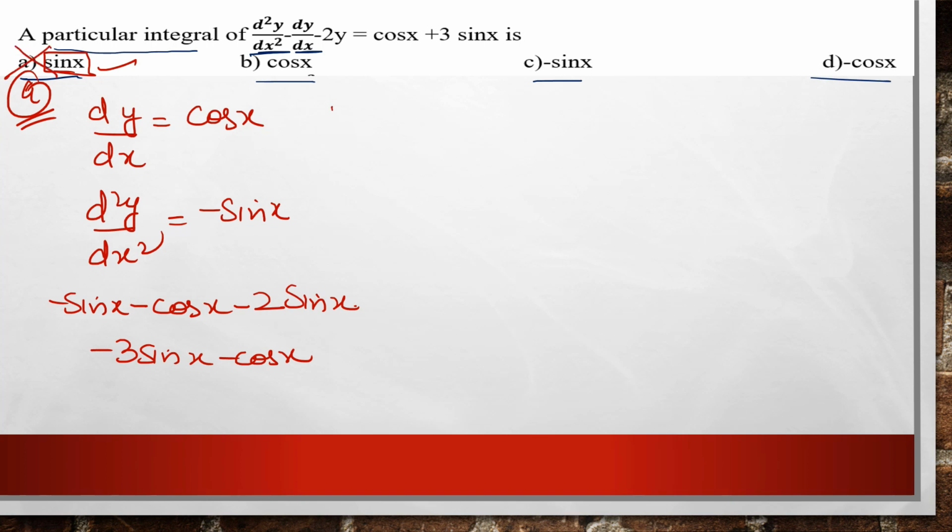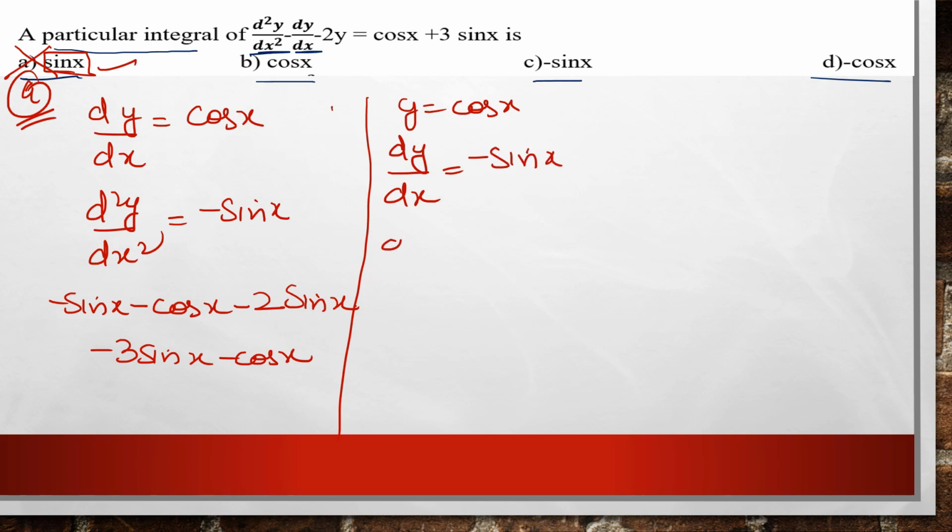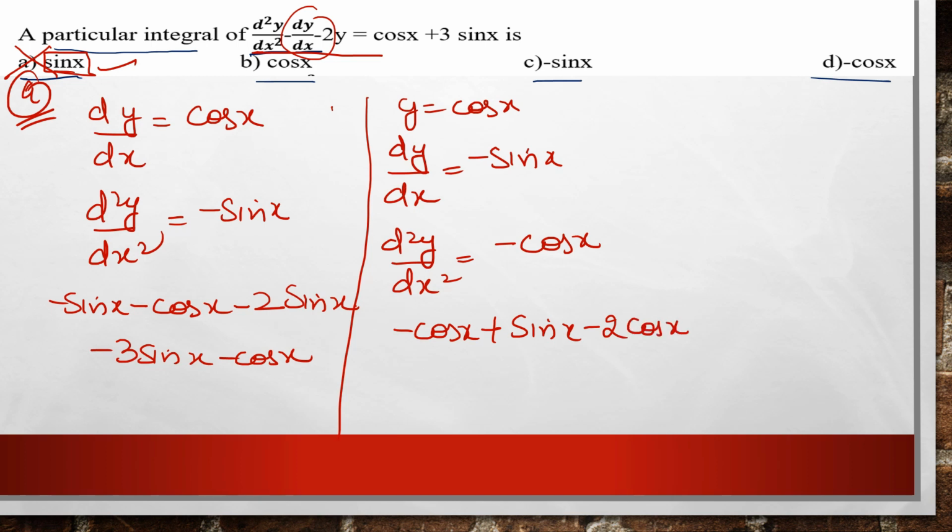Now if you take option B, that means y is cos x. What is dy over dx? Dy over dx is minus sin x. What is d square y over dx square? This is minus cos x. Now place the values here. So this will be minus cos x minus, this thing being minus minus plus, plus sin x, minus 2 cos x. So this will be minus 3 cos x plus sin x. Again, this is not your right hand side, so this is again wrong.